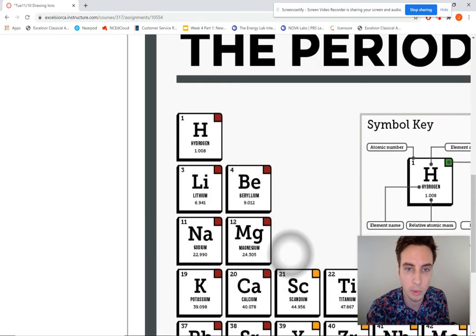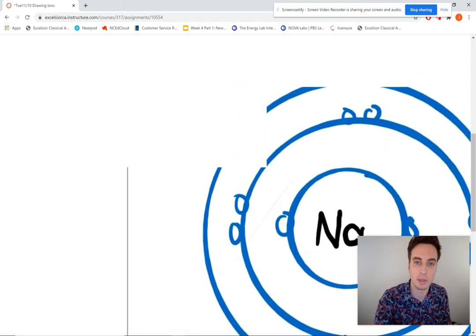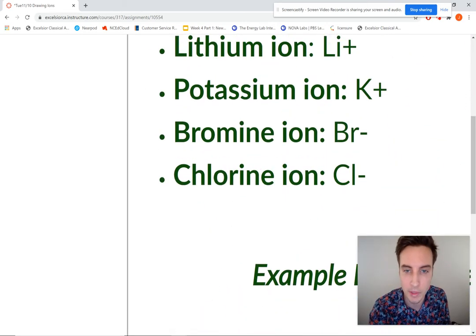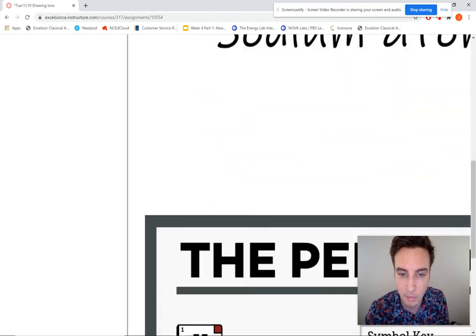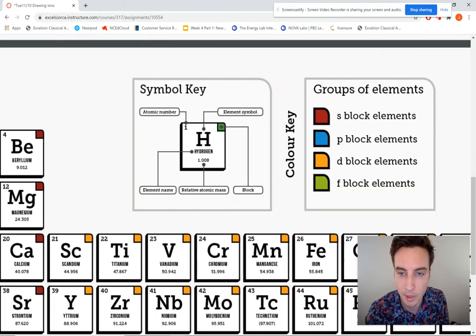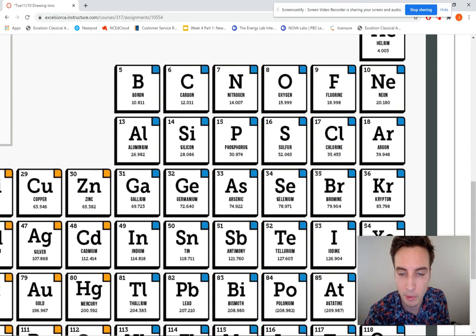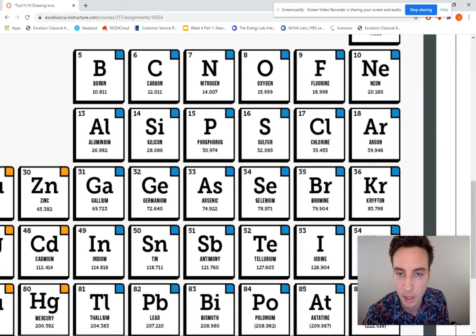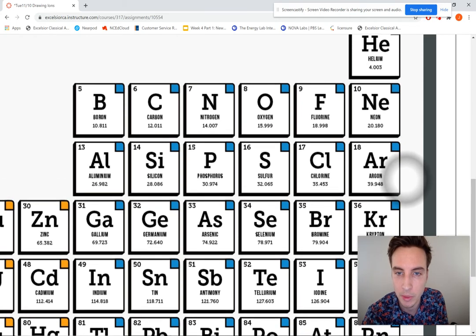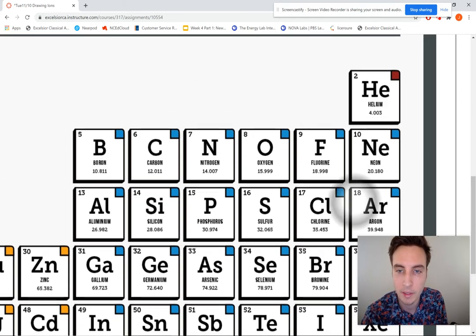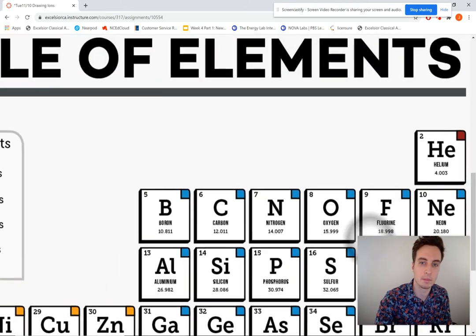Let's do one more example here. We'll do one of the negative ones. So let's do bromine, Br minus. Let's find bromine on the periodic table here. Where is bromine? There's bromine. We're actually not going to do that. I'll have it changed. We're going to do a fluorine ion here. So you'll see that it'll change.